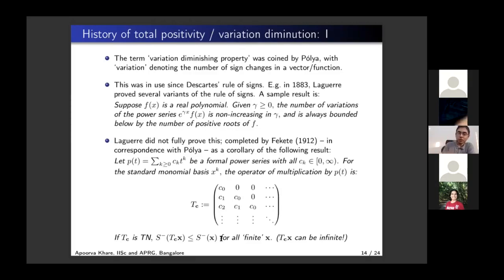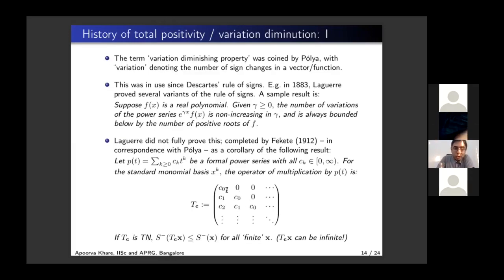So remember, Schoenberg proved this thing for matrices in 1930, but actually Fekete had proved this for one-sided infinite matrices in 1912. And Laguerre had claimed this in some sense for a special case of e to the power gamma x in 1883. So really one can trace back the history of the variation diminishing property and total non-negativity to Laguerre in 1883, which made use of Descartes' rule of signs in 1637. Anyway, but I digress.